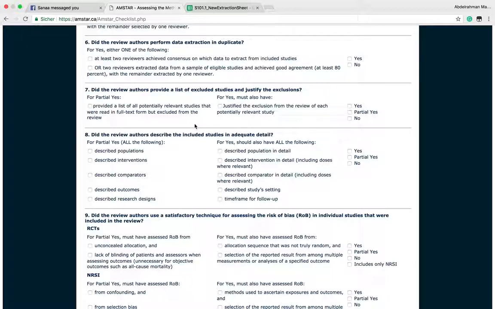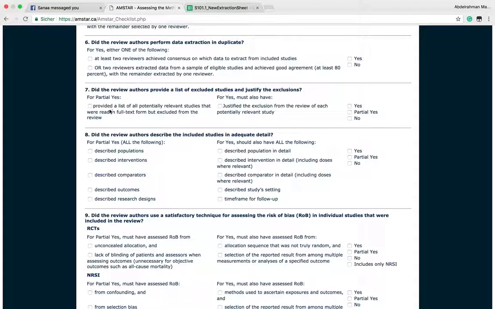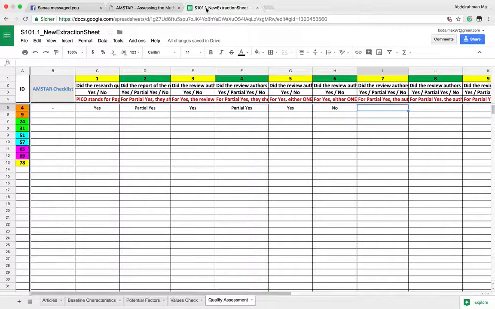It's not necessary to be in a table, it's just okay if it's said in a sentence or so. So I'll say yes. They provided a list and justified the exclusion. Yes, they said which studies were excluded and why they were excluded. So I'll say yes, not partially yes.